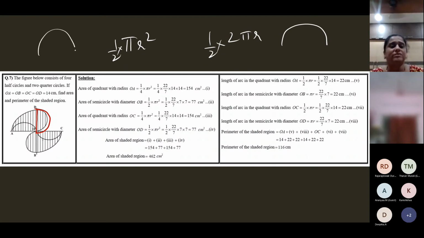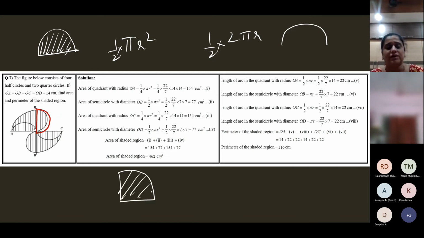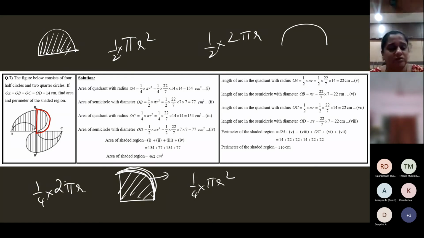If you're finding the area of a semicircle, half of pi r square. Similarly, when you're finding the area of a quadrant, area of a circle is pi r square. For quadrant it will be 1 by 4 into pi r square. If you're finding the length of this arc, for the full circle it is 2 pi r. For the quadrant, it's 1 by 4 into 2 pi r. That can be reduced, so it will be pi r by 2. Here this will be pi r.